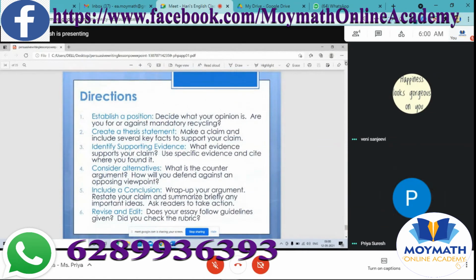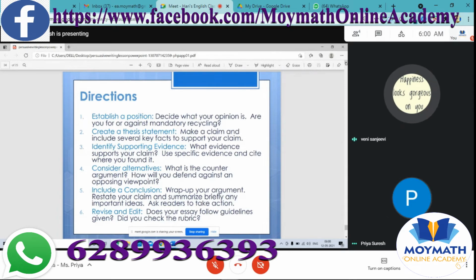Just read this, okay? Establish a position. Decide what your opinion is. Are you against mandatory recycling? Create a thesis statement. Make a claim and include several key facts to support your claim. Identify supporting evidence. What evidence supports your claim? Use specific evidence and cite where you found it. Consider alternatives. What is the counter argument? How will you defend against an opposing viewpoint?